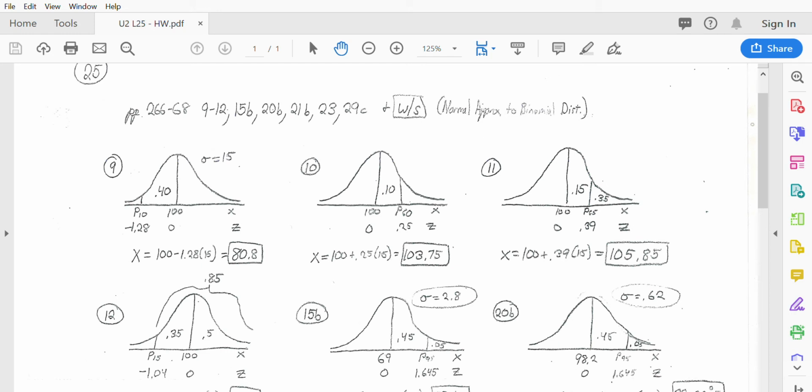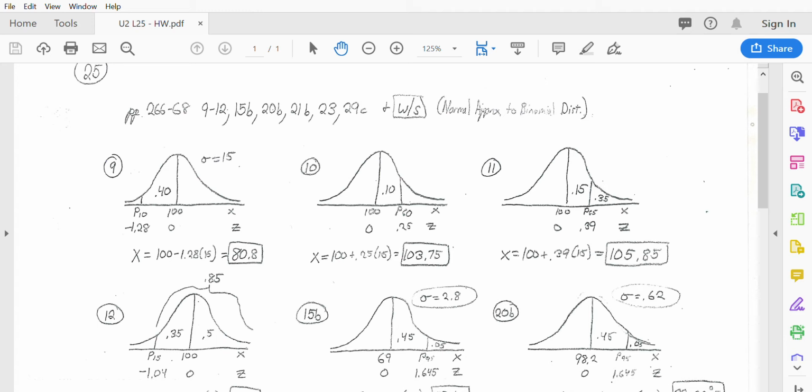Back again at it. Okay, so this is the homework for lecture 25, finding scores given probabilities. Let's start with number 9. Pardon, I'm going to be toggling on my computer screen back and forth between the book and the homework.